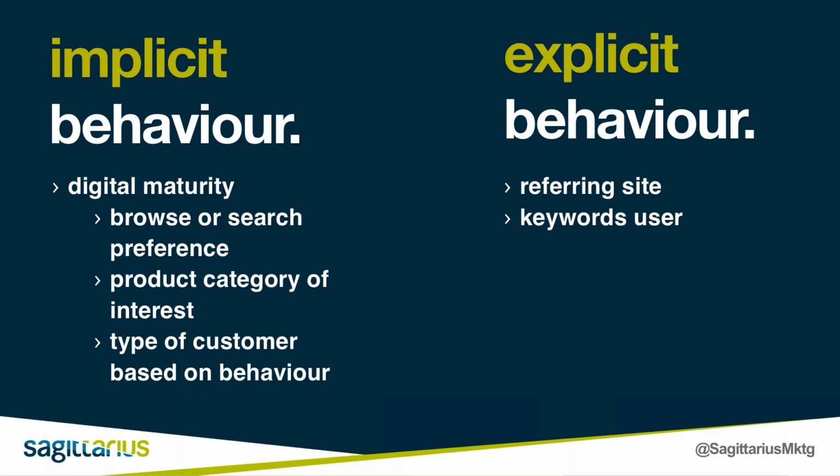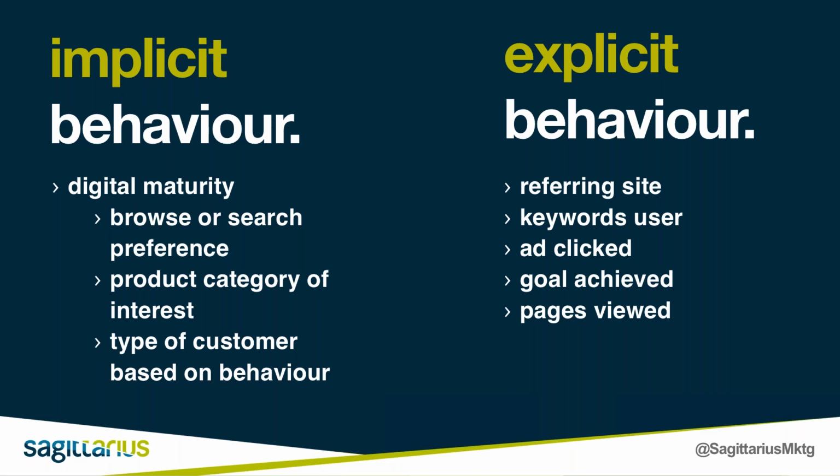There's then explicit behavior, which is the stuff that is known, it's obvious, and we're told. For example, it could be a referring site, or we would know that the users come in from a specific campaign. So we have some identification of what they're trying to do and what they're trying to achieve on your website.